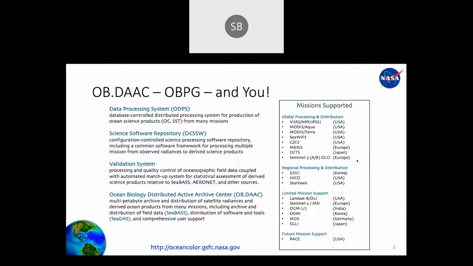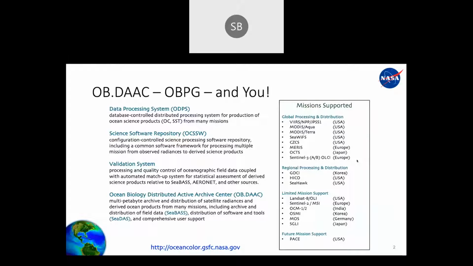Ocean Color is a complicated little beast to wrap our hands around, and in order to ensure that we're producing credible products for the community, we must validate those data. So we have data processing and quality control of Ocean Color field data, coupled with an automated matchup system for the statistical assessment of these derived products. And that is through our in situ archive called CBAS.